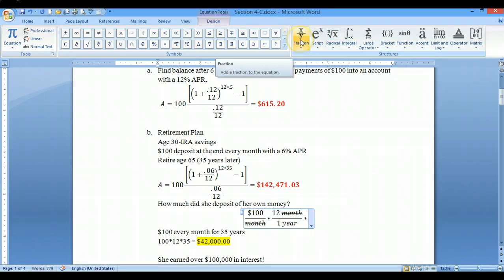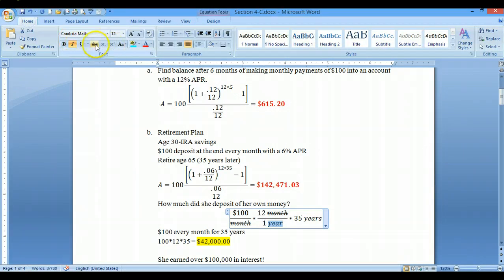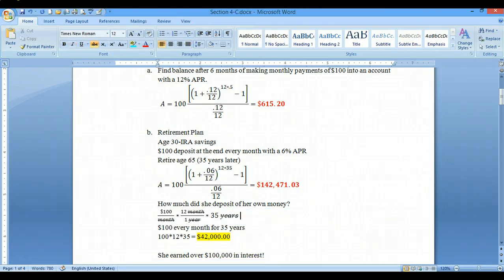Actually, I don't even think I need a fraction, so we're going to do 35 years. I could have done a fraction and put it over a 1, but that's okay. And the years will cancel because I have one on the top, one on the bottom, and that's how we would have done it with unit conversions.